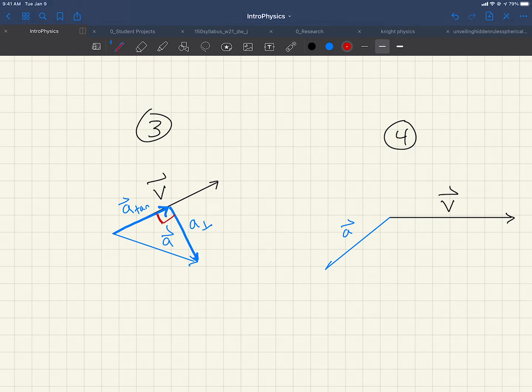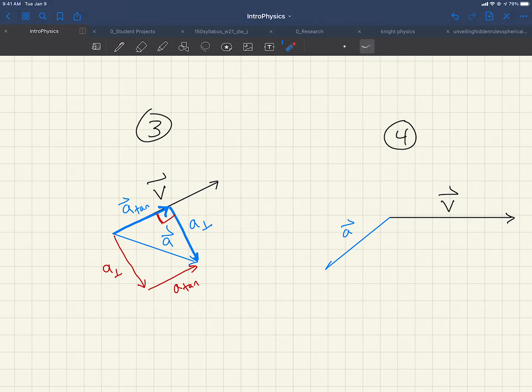Now, some people might have done this before, but they might draw a different triangle. They might draw this triangle here and that triangle here, calling this the A perpendicular and this the A tangential. Both of those answers are completely fine. They give you the same answer.